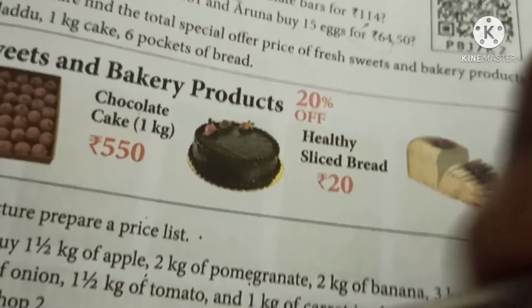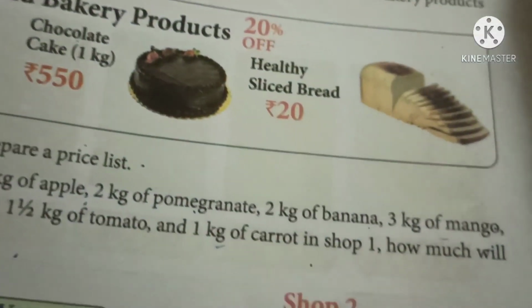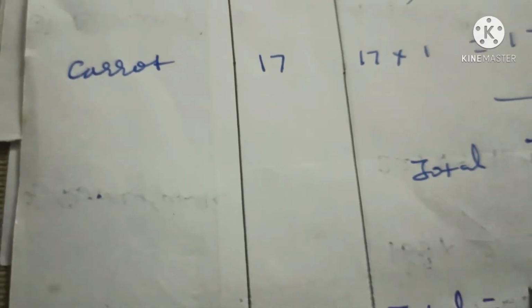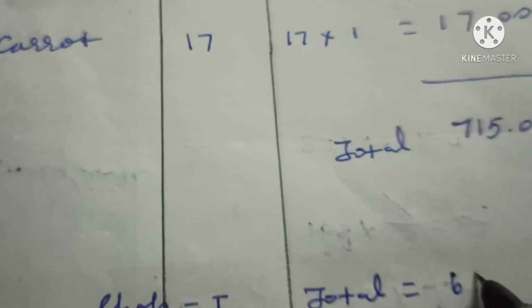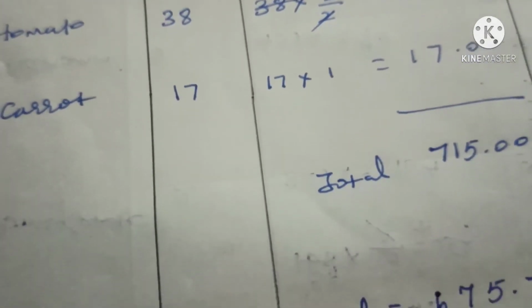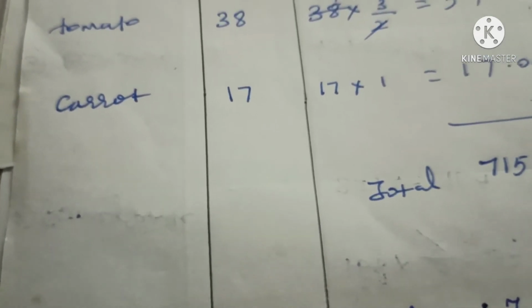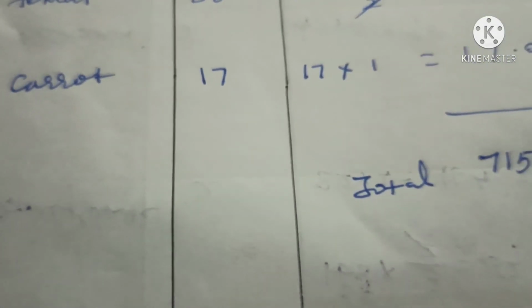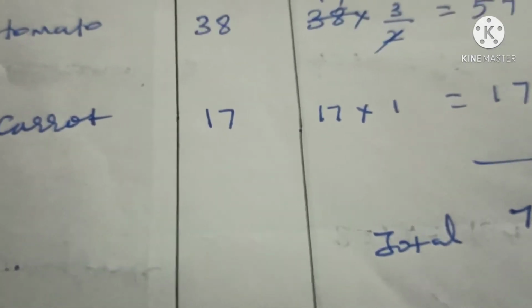Your question is, using the given picture, prepare a price list, and then how much will you save compared to shop 2? So, shop 1 total is equal to 675.75, and shop 2 total amount is rupees 715.